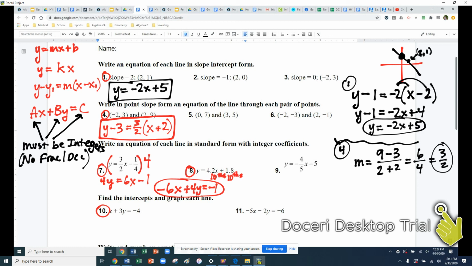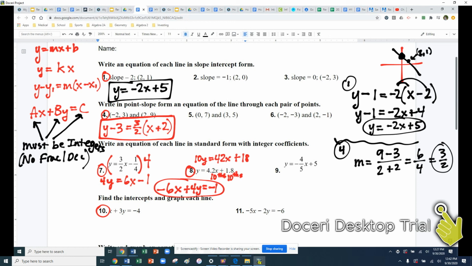So then multiply everything by 10. This becomes 10y. This becomes 42x. This becomes 18. Get rid of those decimals. From there, I think you guys can handle it. Just get that 42x bumped over. Boom. You could multiply by 5. That would work too. So you might see a little variation different on the answer key. That's okay. As long as you're in the same ratio as the answer, you're going to be okay.